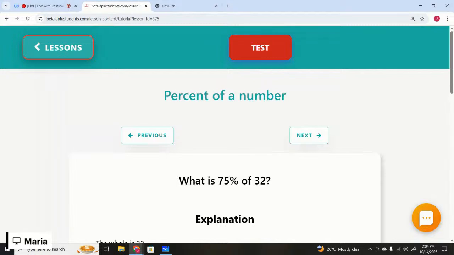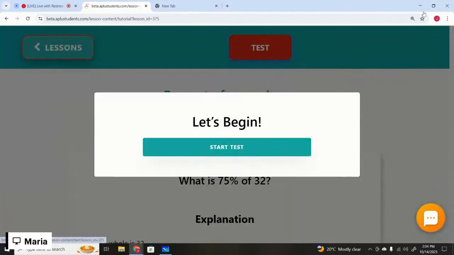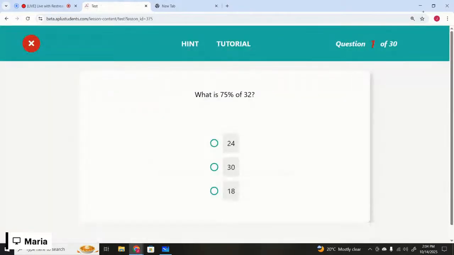Let's just start with the test questions. What is 75% of 32? 75% of 32 is 24. Option number 1 is the correct option.